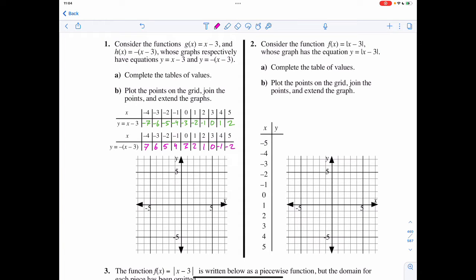And I can graph both these things out. I'm going to have my original one at negative 4 and negative 7. And that's going to start down here. And then I'm going to go negative 3, negative 6, negative 2, negative 5. And it's just going to keep going up like this. And there's my y is equal to x minus 3.